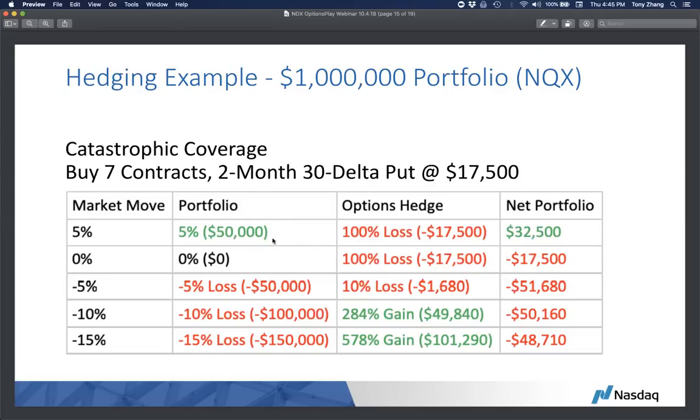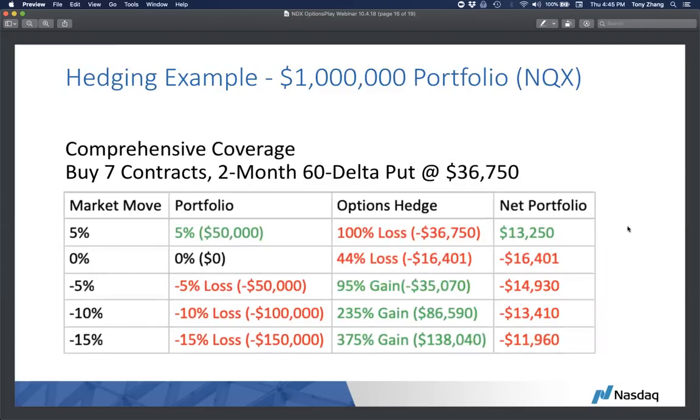However, I think what's important to note is that even if the market stays flat, you're still going to lose that $17,500, because that's what you paid for your put option. So a very important thing to understand is that it's really only going to protect you when the market makes a big move lower. And it does, and the cost of it is relatively minor compared to the overall value of your entire portfolio.